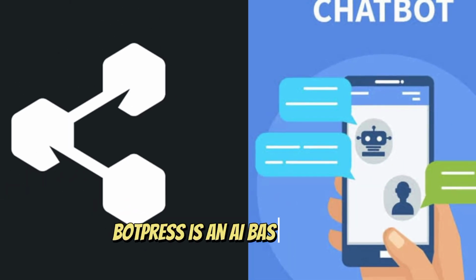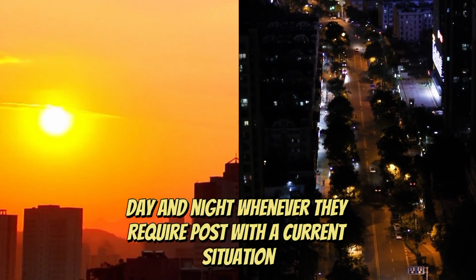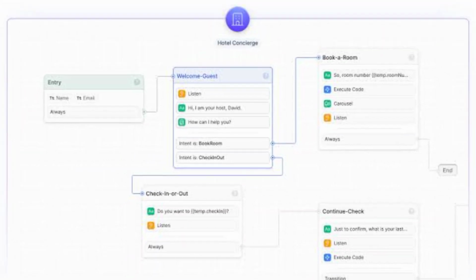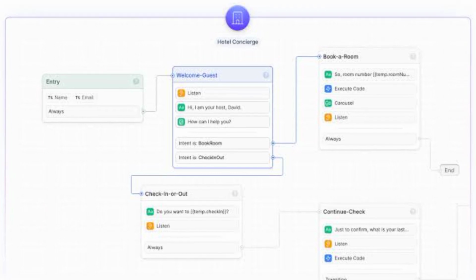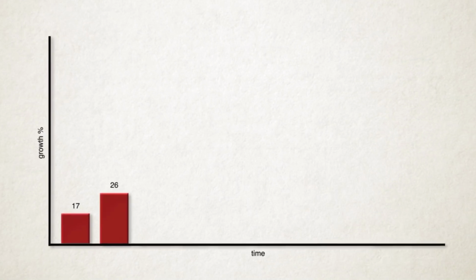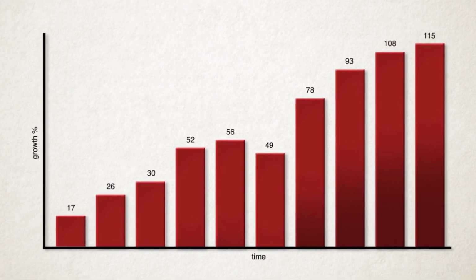Now Botpress is an AI based chatbot, and you can build an amazing chatbot that responds to your customers day and night whenever they require. Plus with the current situation, you really need to be able to provide customers with personalized answers to their questions. So even if you build an extensive knowledge base, not all customers are willing to read through everything, and they want something that is catered to them. So building a bot with Botpress can be a great way to improve the overall stats of your website.